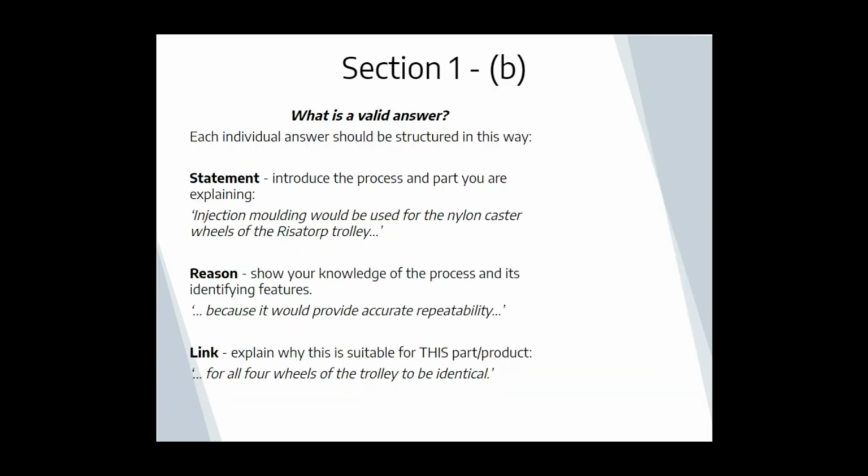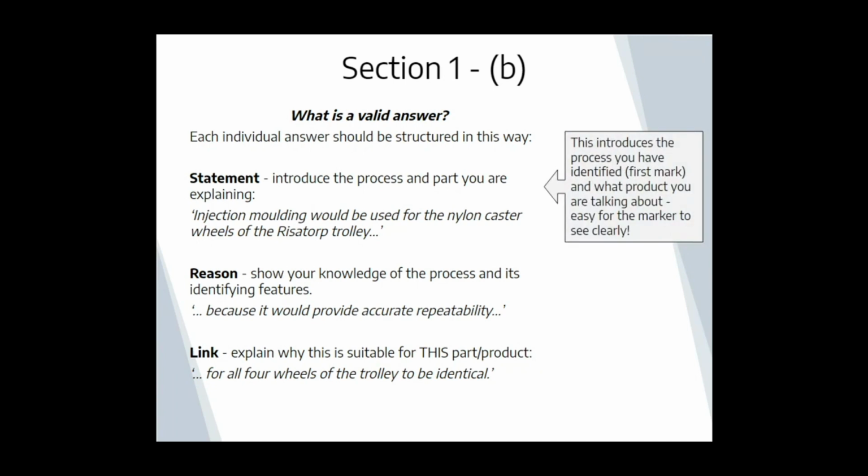What is a valid answer? So again, we're using a similar structure to before. You're going to want to introduce the process and part you're explaining as your statement. So injection moulding would be used for the nylon caster wheels of the Rise Torque trolley. Why do we do this? It introduces the process that you've identified, and that's where you're going to get your first mark from. And it also introduces what product you're talking about, making it easier for the marker to see clearly what product you're mentioning here.